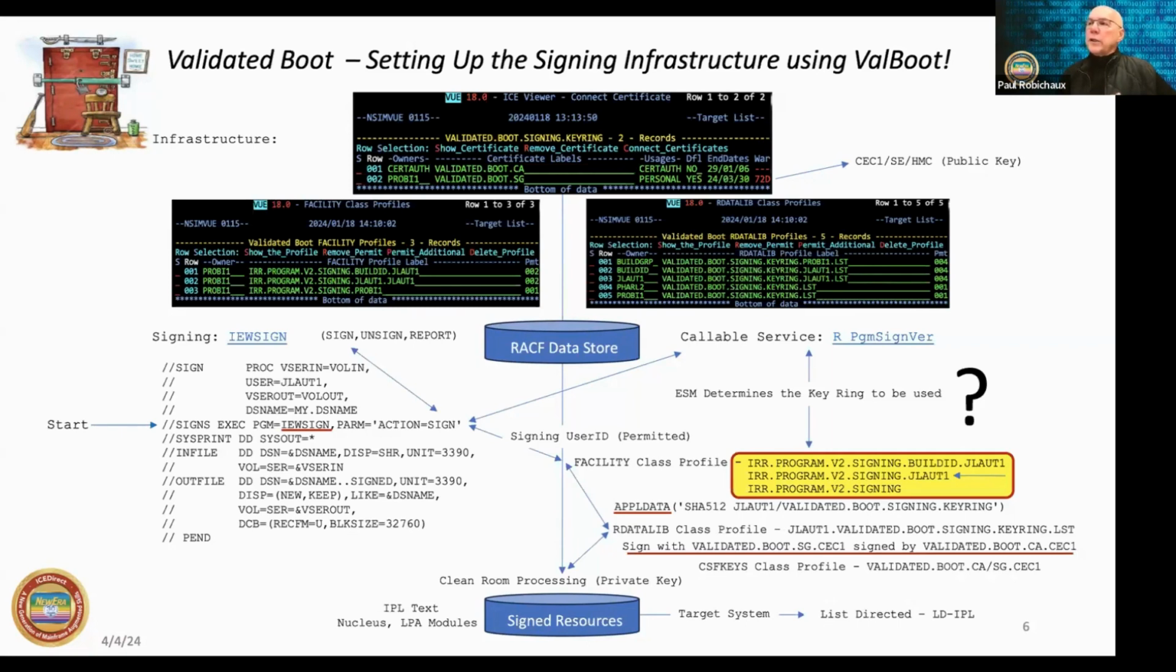The signing process is somewhat complicated, but it calls into play all the members and pieces of the structure itself. The first thing that it's going to do is it's going to call a program called RPMG Signer Ver. And that callable service is then in turn going to make a decision as to which of the facility class profiles best fits the user who is attempting to use the IEW Sign program itself. And there are a number of different ways in which that profile can be created. And you can see those highlighted in yellow here.